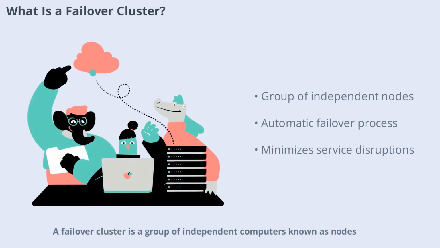A failover cluster is a group of independent computers known as nodes that work together to increase the availability and scalability of applications and services. These nodes are connected by both physical cables and software. If one node fails, another node automatically takes over its workload, a process called failover. This seamless transition minimizes service disruptions for users.